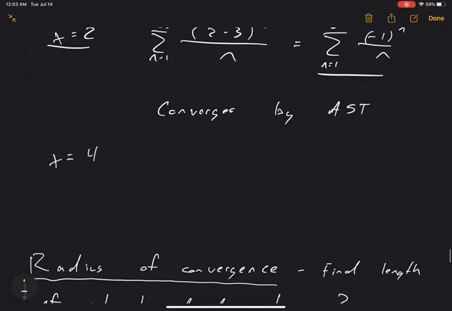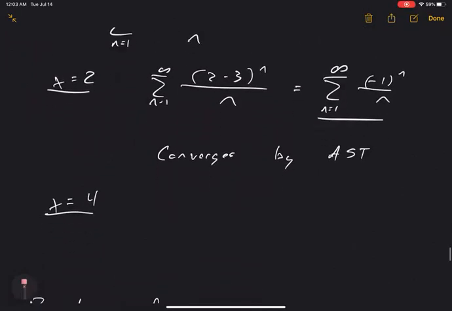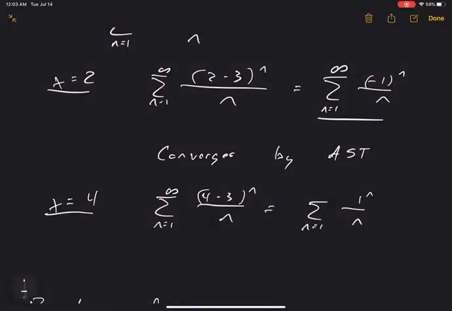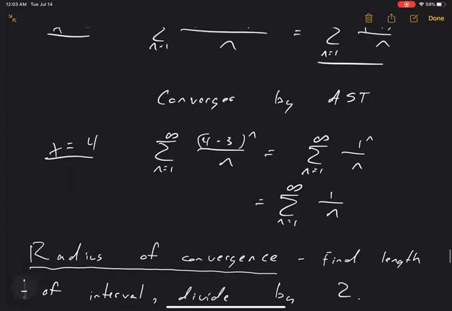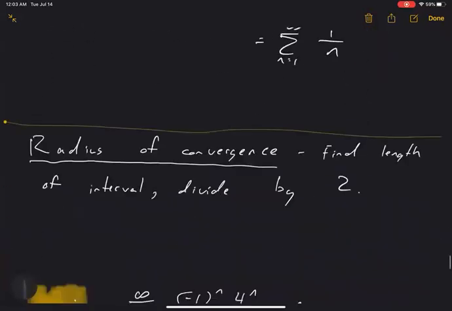Now let's test 4, x equals 4. When I plug in x equals 4, what happens? Okay, I plug that into my original series and I get what? (4 minus 3) to the power n over n. I simplify, and that's 1 to the power n over n. Well, 1 to the power n is always, excuse me, is always 1. So really what I have is just 1 over n. Does this series converge or diverge? It diverges, right? It's the harmonic series, our most famous divergent series.